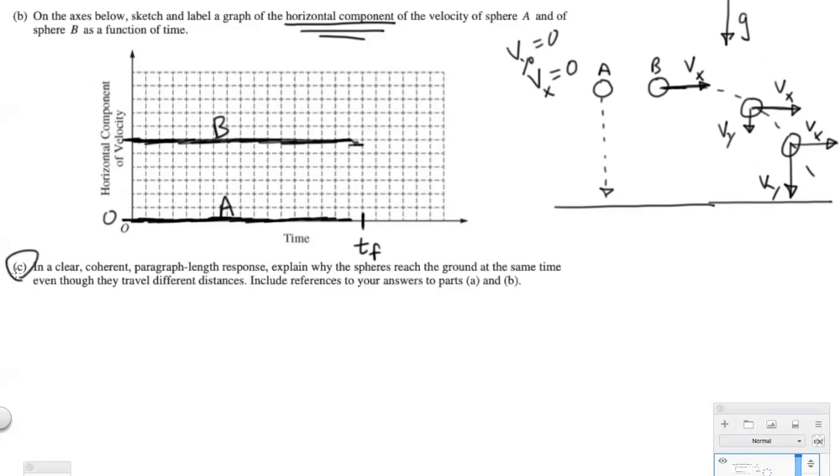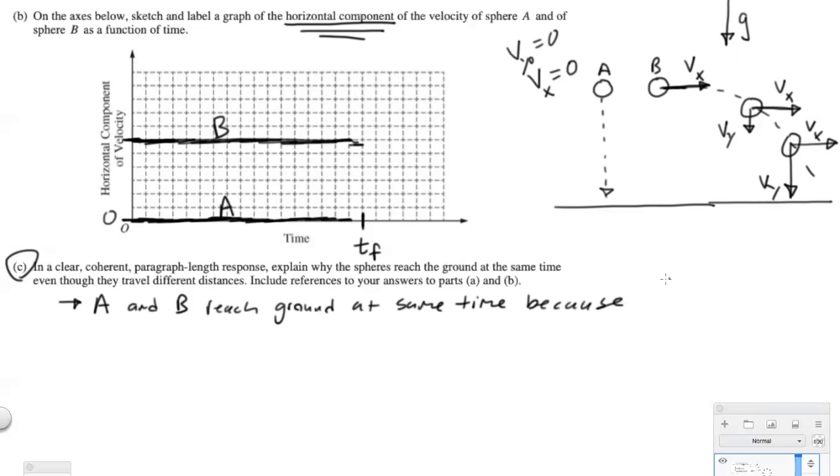Okay, last question. In a clear paragraph length response, explain why the spheres reach the ground at the same time, even though they travel different distances, right? So sphere A travels a shorter distance, sphere B is traveling a farther distance. So why do they spend the same amount of time in the air? So right off the bat, the biggest thing you want to say here is that sphere A and B reach the ground at the same time.